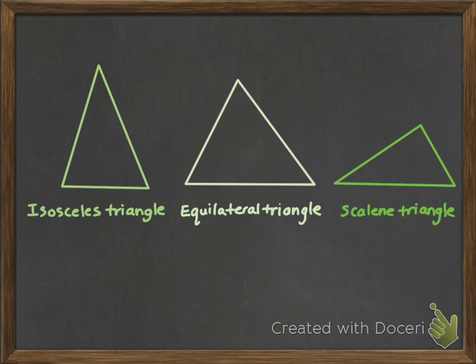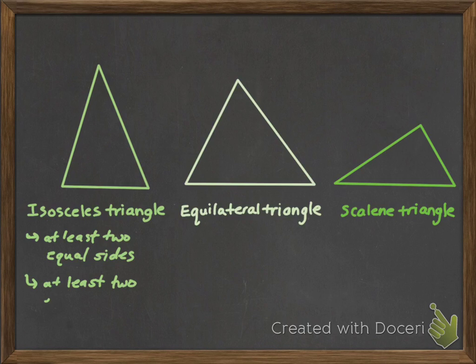Next, an isosceles triangle is a triangle that has at least two equal sides and at least two equal angles. So in the picture, to indicate equal sides, we use equal tick marks. So this has one tick mark, this has one tick mark, so that indicates that these two sides are equal. Similarly, if we want to indicate the two angles are equal, then we use the same type of angle marks.